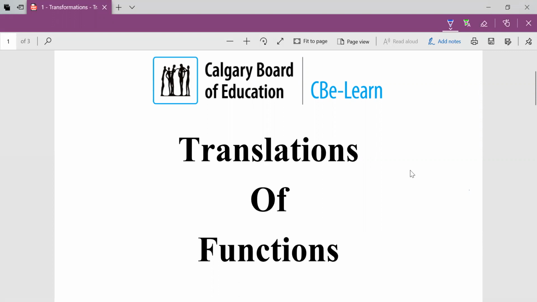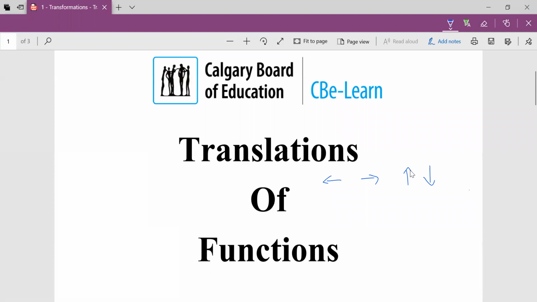What we're going to look at in this video is translations of functions. If you can remember back to 20-1, what the word translation means is we're going to move our graphs left and right, so horizontally, and we're going to move our graphs up and down, vertically. So to begin, grab your graphing calculator.